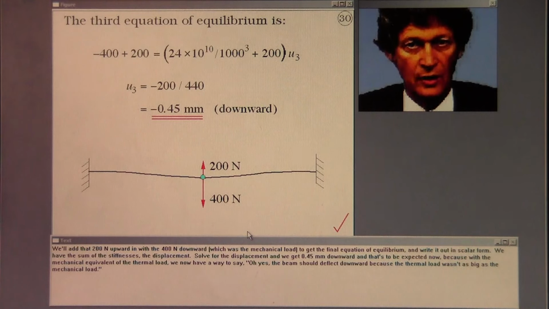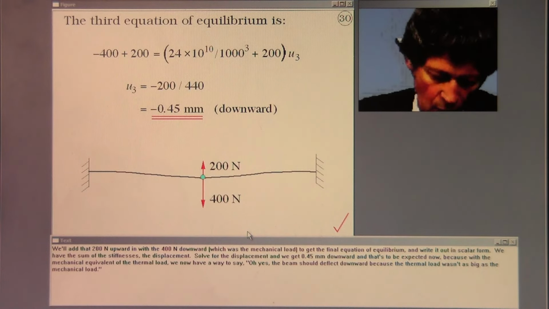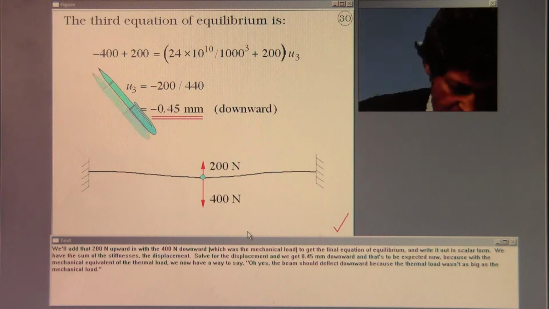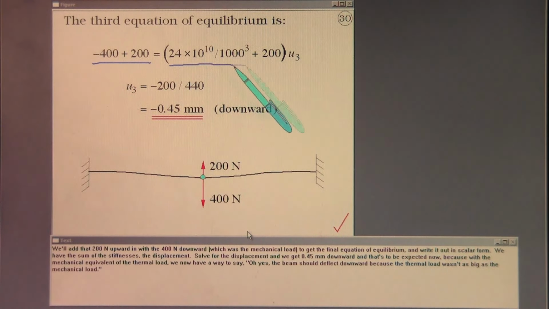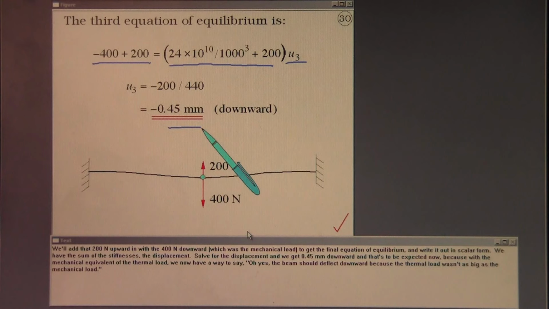We'll add that 200 newtons upward in with the 400 newtons downward, which was the mechanical load, to get the final equation of equilibrium, and write it out in scalar form. We have the sum of the stiffnesses, the displacement. Solve for the displacement, and we get 0.45 millimeters downward. And that's to be expected now, because with the mechanical equivalent of the thermal load, we now have a way to say, oh yes, the beam should deflect downward because the thermal load wasn't as big as the mechanical load.